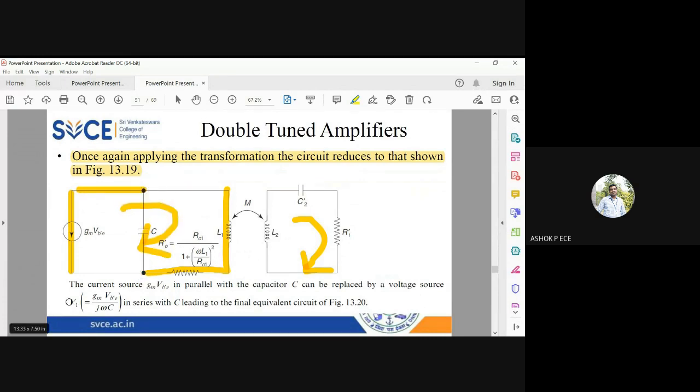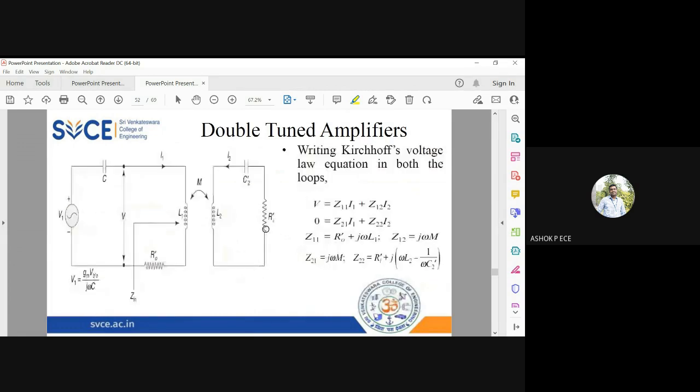So the old current source value is gm B'E. You know V is equal to I into Z. So I is gm B'E, and in parallel I have a capacitance. For the capacitance, you know Z is 1 by j omega C. So if you substitute, V will be gm B'E by j omega C. So I can convert this current source into a voltage source of this value, and this capacitance in parallel will become capacitance in series. So the final equivalent circuit will be this one.